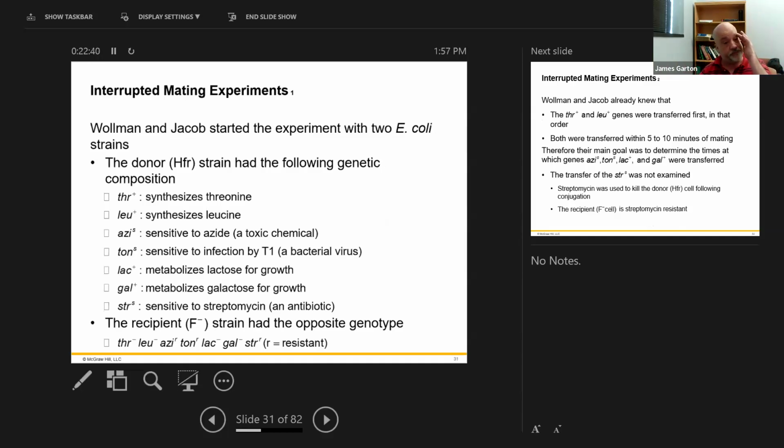And so, for example, you have an HFR strain. And the HFR strain was threonine plus, leucine plus. It was sensitive to azide. It was sensitive to infection by a virus. It was lac plus. It was galactose plus. But it was sensitive to streptomycin. And the recipient strain was the exact opposite at every location.